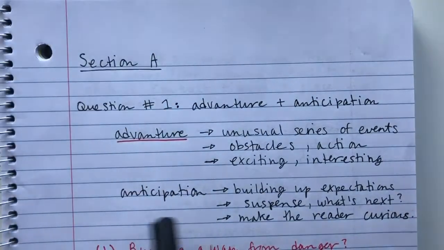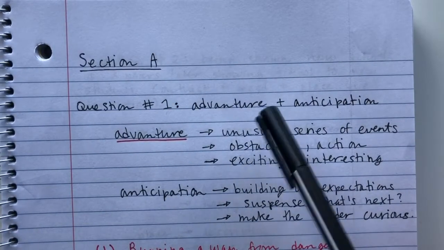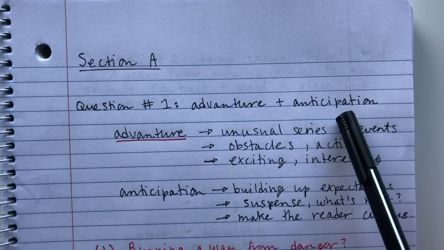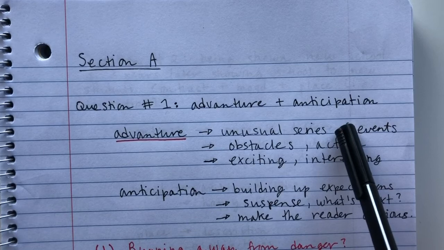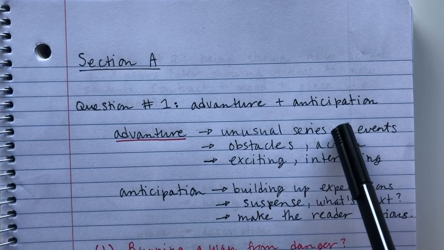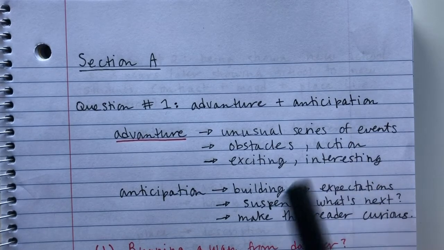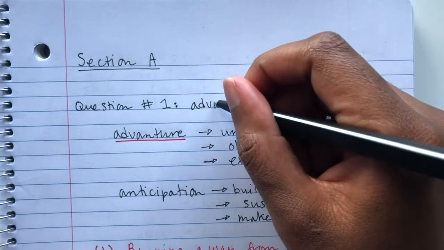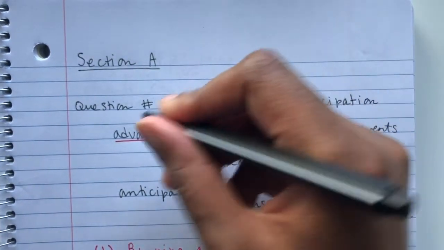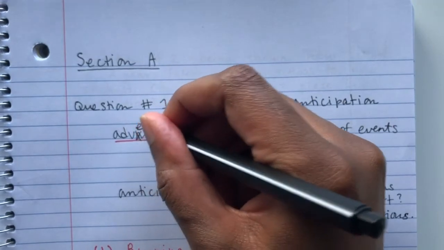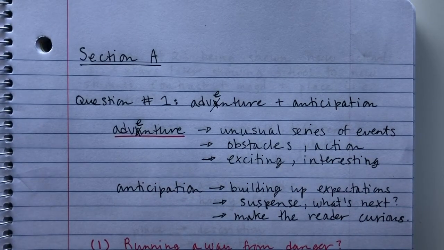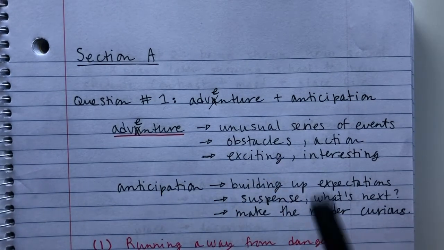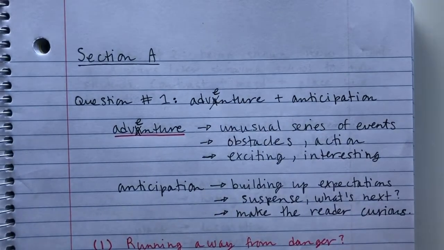So here we have our question 1, adventure plus anticipation. Let's take a look at those closely. And I think I made a mistake. Yeah, this is a horrible mistake. I spelled adventure wrong. And it should be an E. Oops. Don't be like me. Make sure that you have very good grammar and spelling during your exam. So this is my mistake, sorry. Adventure is spelled with an E.